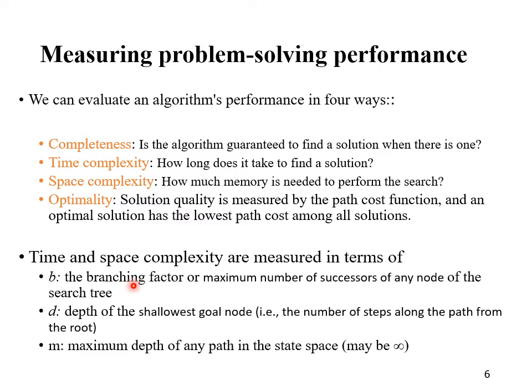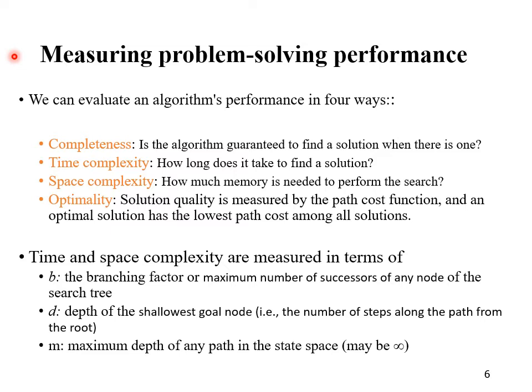Optimality. Optimality means solution quality is measured by the path cost function. An optimal solution has the lowest path cost among all solutions. So the solution that has the lowest cost will be the optimal algorithm. Time and space complexity are measured in terms of b, d and m.